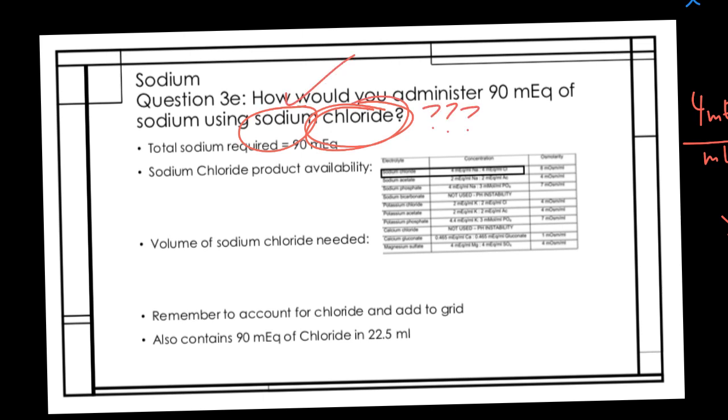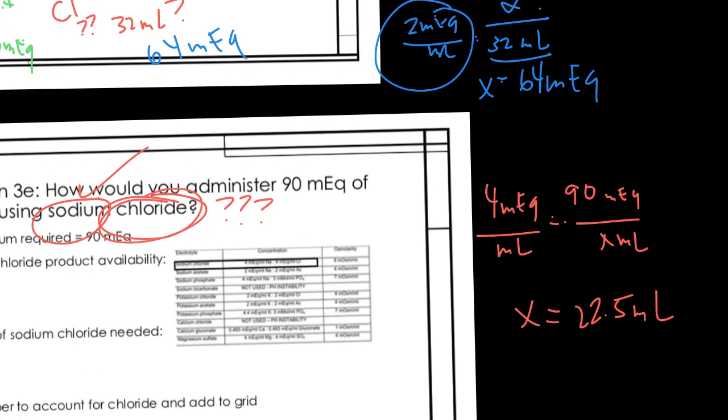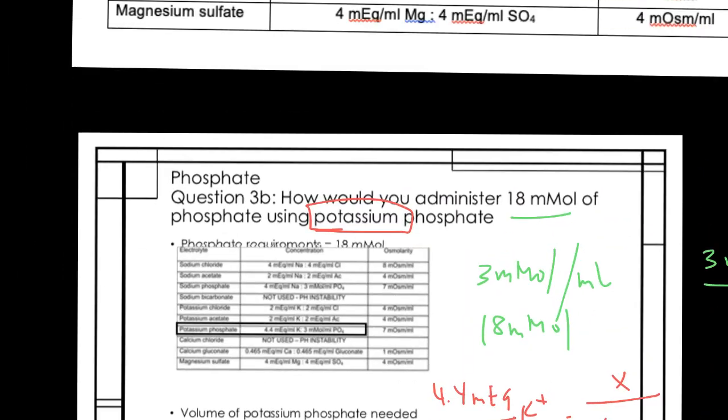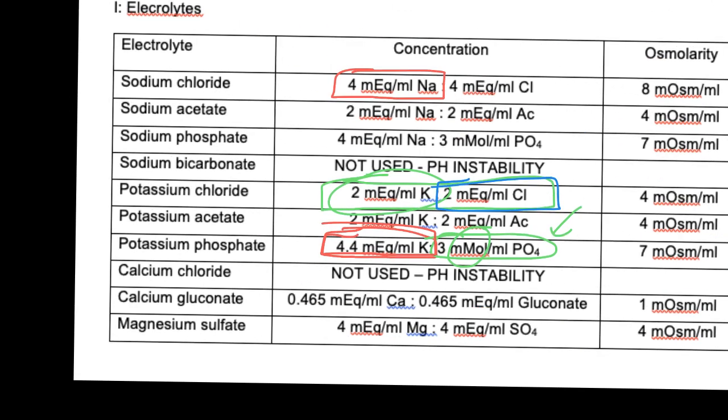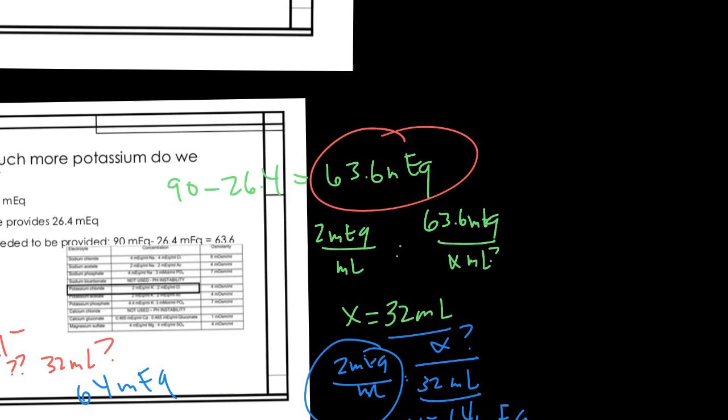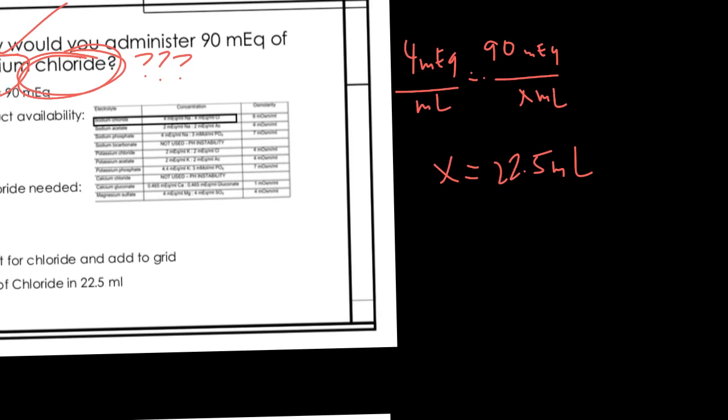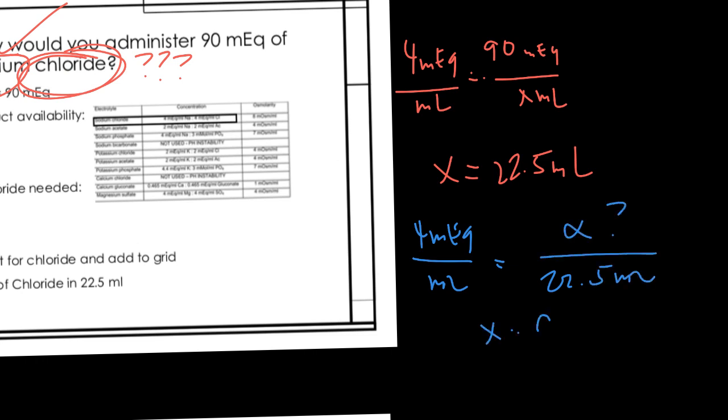Okay, so chloride in this solution is provided as 4 milliequivalents per milliliter also. So we know that chloride is 4 milliequivalents per milliliter. You're giving 22.5 milliliters. How many milliequivalents is that? That gives you 90. I did it so fast because it's pretty much the same, if you look at that.